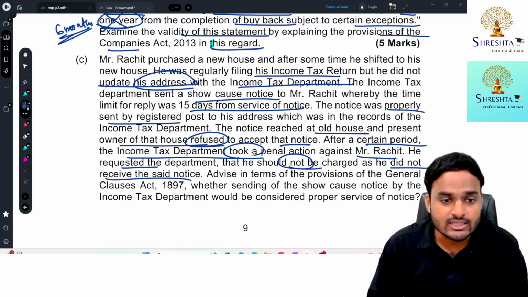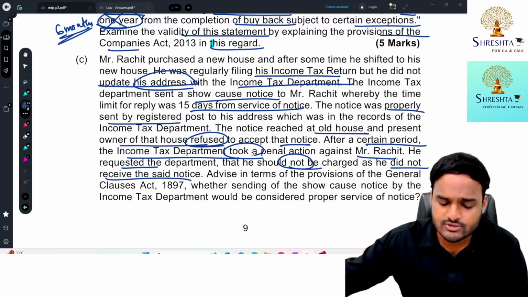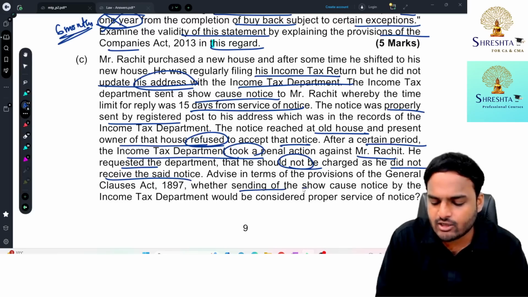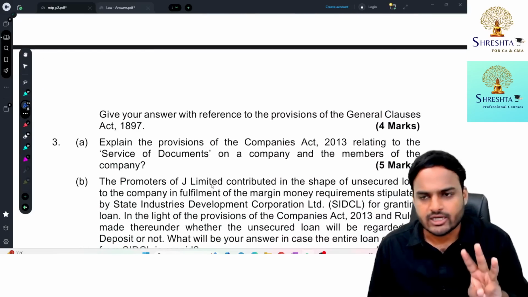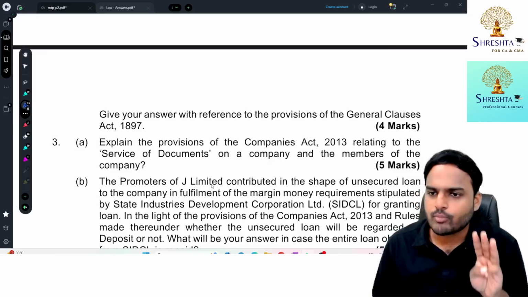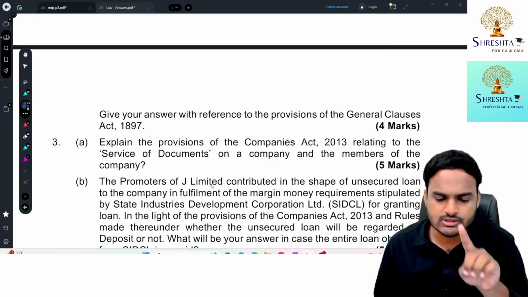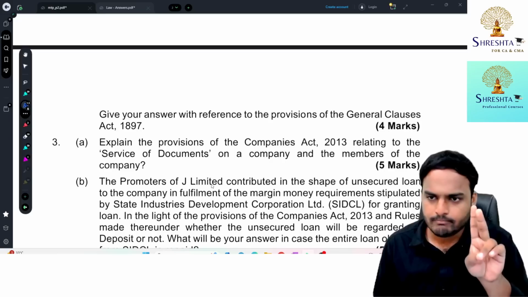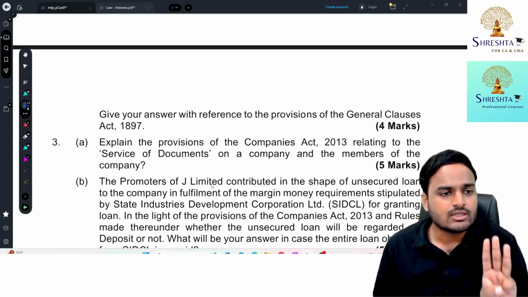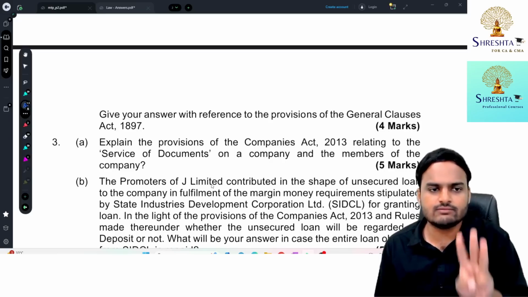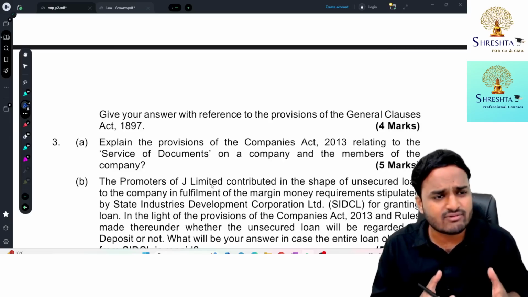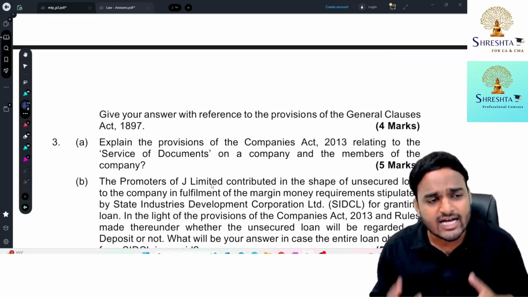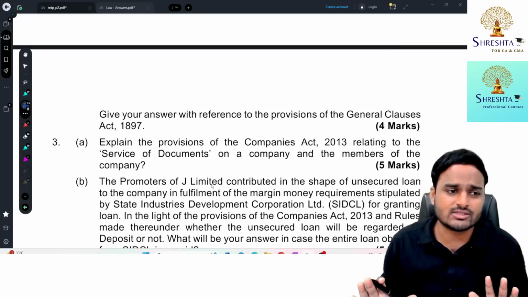So advise, in terms of the provisions of the General Clauses Act 1897, whether sending of the show cause notice by the IT department would be considered as proper service of notice or not. Three conditions. If three conditions are satisfied, it is said to be proper service of notice: properly addressed, prepaid stamp charges, sent through registered post. If these three conditions are satisfied, then that service of notice is valid. It is immaterial whether he updated the address or whether he accepted the notice or whether he refused the notice.